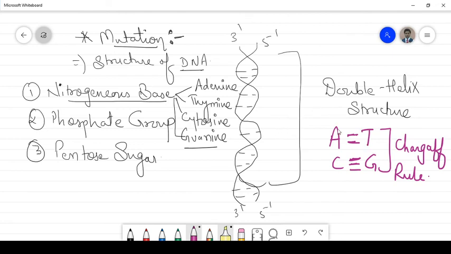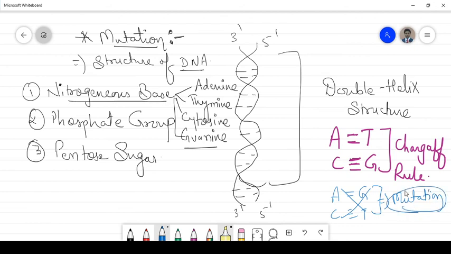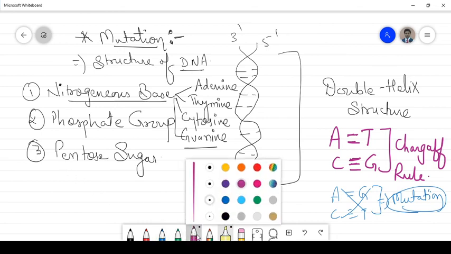Now, if any of this is disturbed, like if A binds with G, or C binds with T, then it leads to a concept known as mutation. So you must have understood the concept of mutation. So what do you mean by mutation, children? That is a phenomenon which results in the alteration of the DNA sequence. So let us write down the definition.